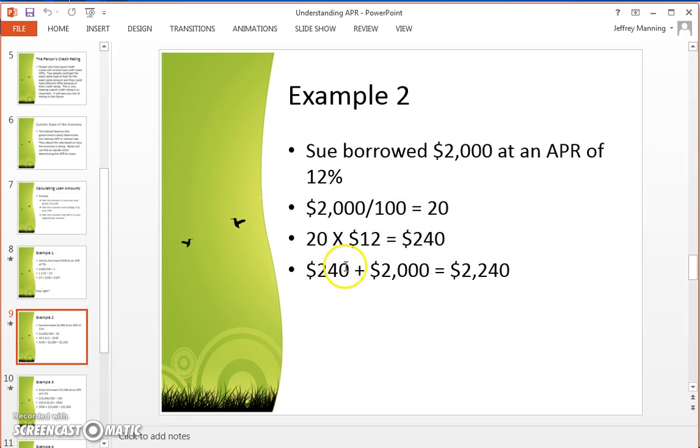We're going to take 240, we're going to add it to the original loan amount. So 240 plus 2,000 equals 2,240. So Sue borrowed 2,000. The bank says, Sue, when you pay us back, we expect 2,240. So it's costing Sue $240 to borrow that amount.